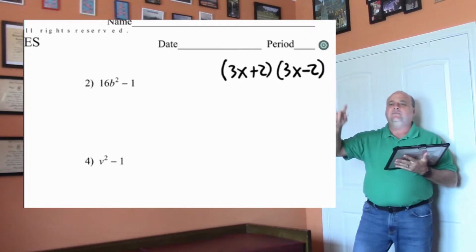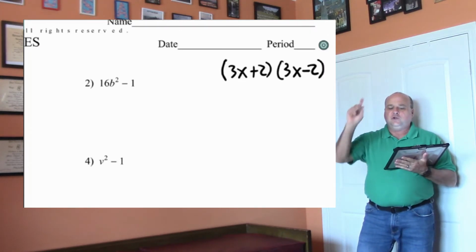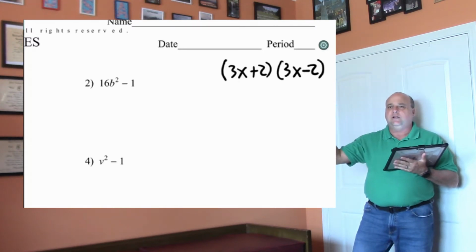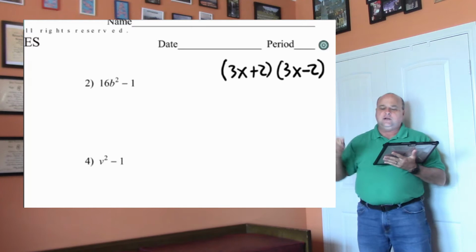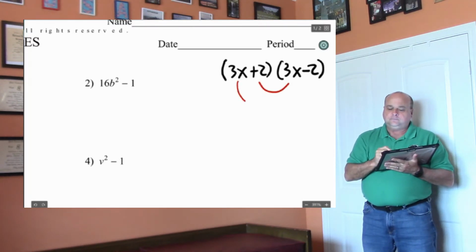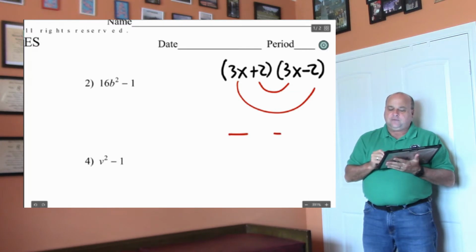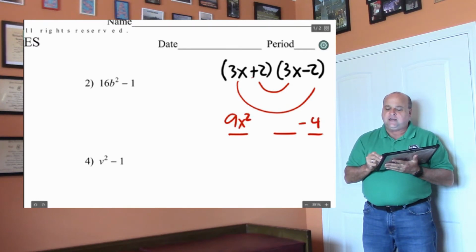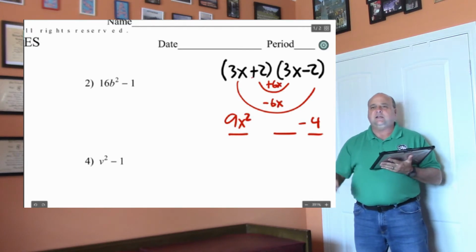This is called a difference of squares, okay? So you have the same binomial, but the signs are different. So let's go through and do the full method. I'm going to draw my arches. I'm going to write down my 3 blanks. 3x times 3x is 9x squared. Positive 2 times negative 2 is a negative 4. And then this is going to be plus 6x. This is going to be minus 6x.